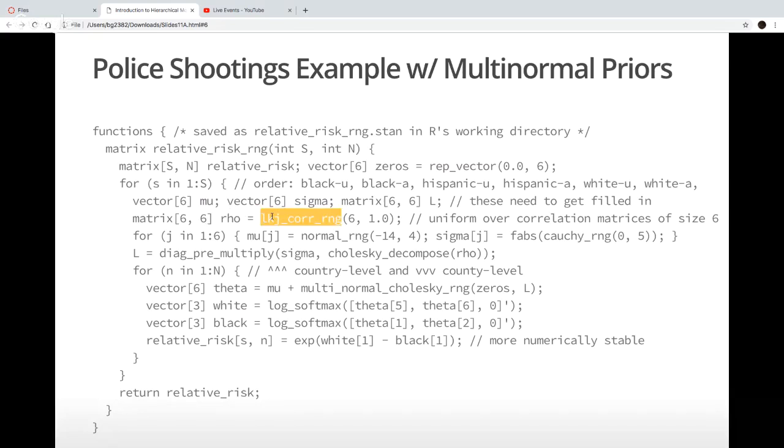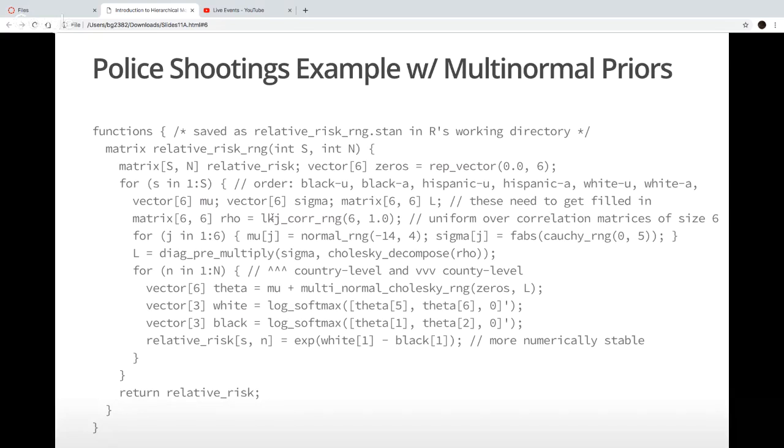So we're going to draw that from an LKJ distribution, which we talked about at the end of class on Thursday. It's this prior over correlation matrices, and if you set that exponent eta in the LKJ prior to 1, then it was 1 minus 1 in the exponent. And so it was something raised to the power 0, so that's a constant.